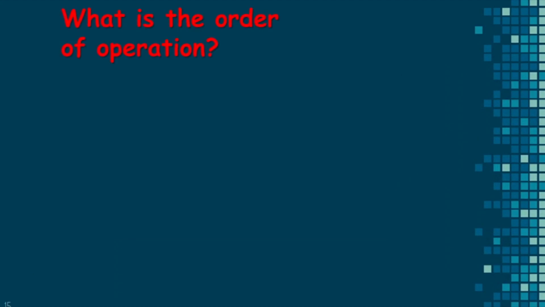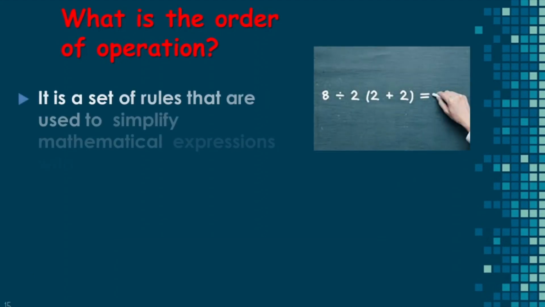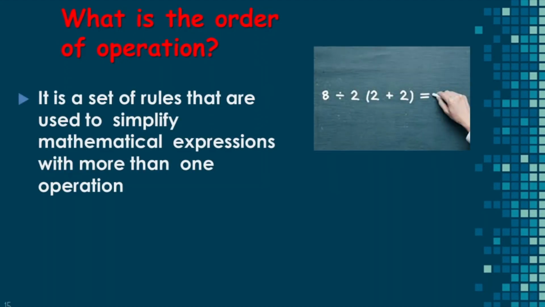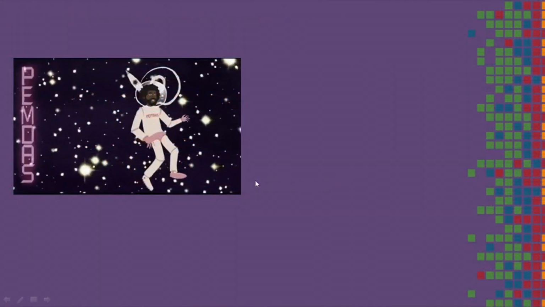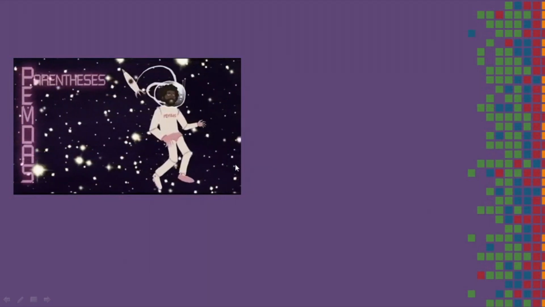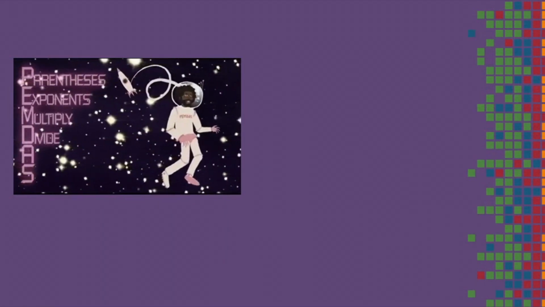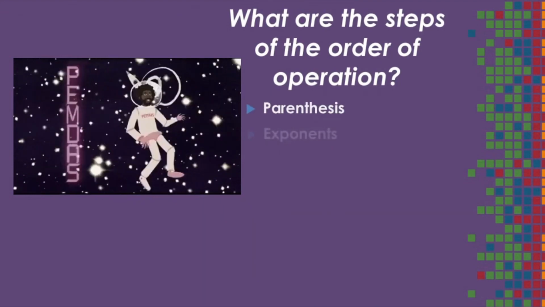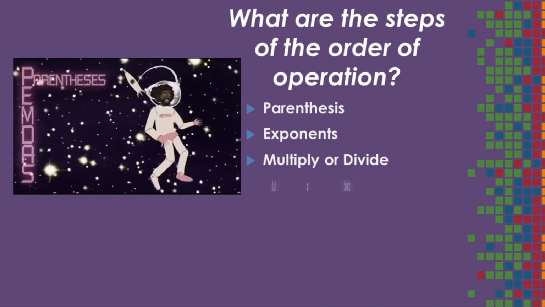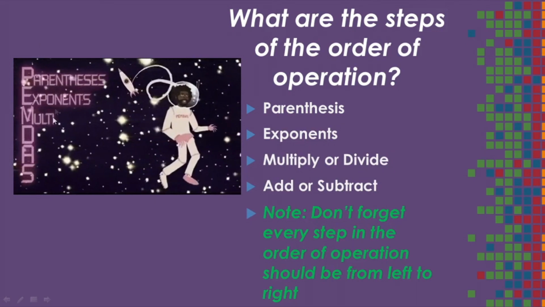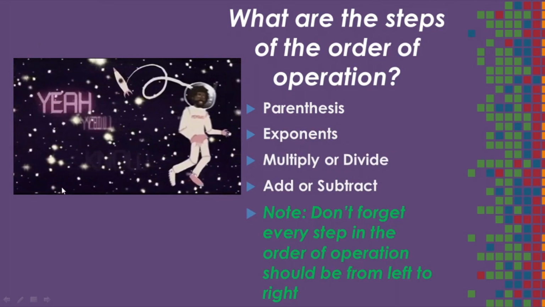Okay, we have to know at the beginning what's the meaning of the order of operations. The order of operations is a set of rules that are used to simplify mathematical expressions with more than one operation, like we have in the example. Okay, we know the meaning of it. Now we want to know what the steps of the order of operations are. They are parentheses, exponents, multiply or divide, add or subtract.